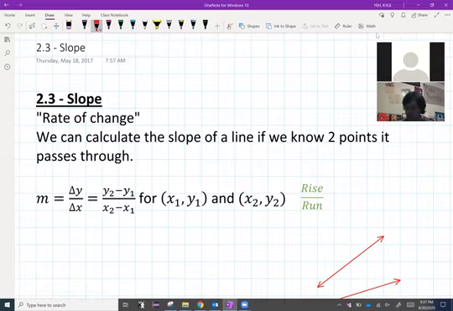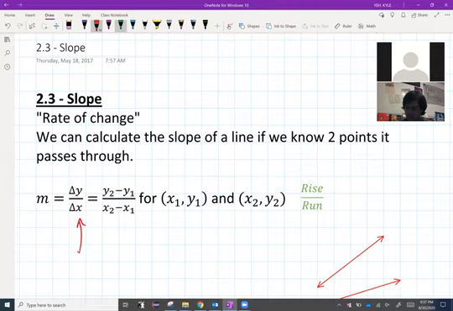So what I have written here are a bunch of different ways to represent and calculate slope. The first one being m equals delta y over delta x. Delta is how you pronounce that triangle, Greek letter delta, and it stands for change. So the change in y over the change in x. How much did y change divided by how much did x change?